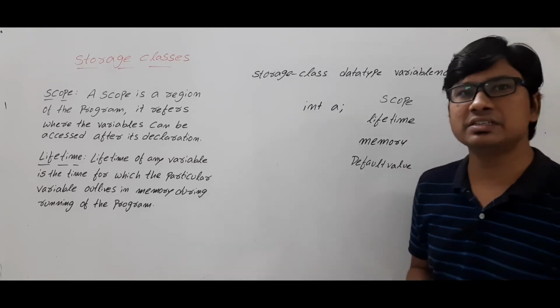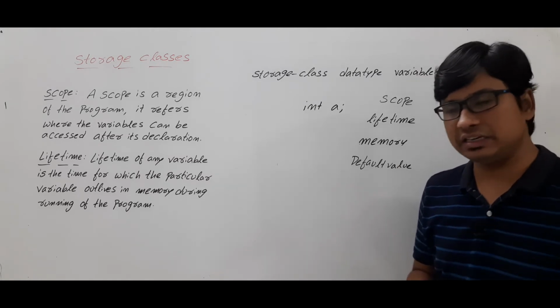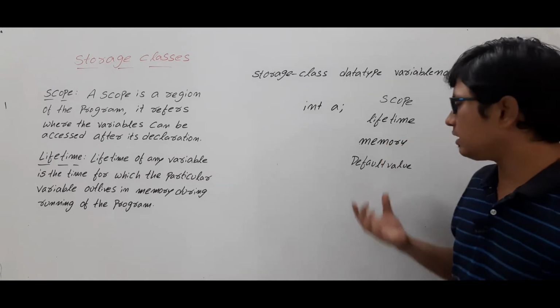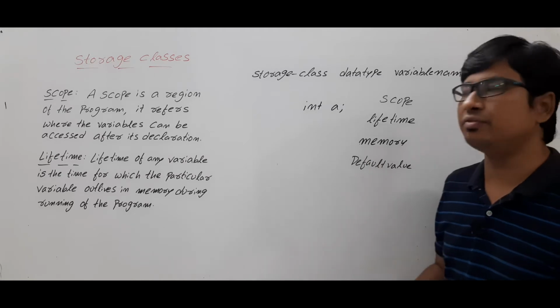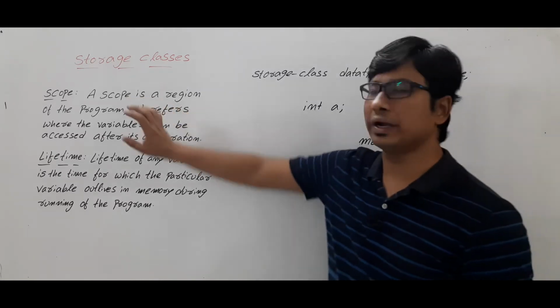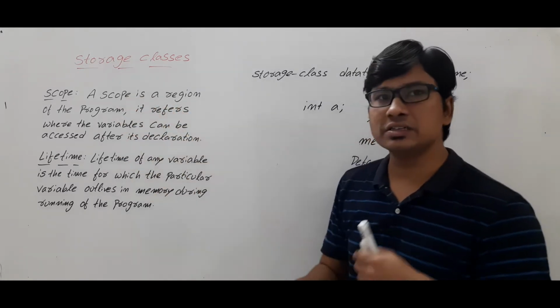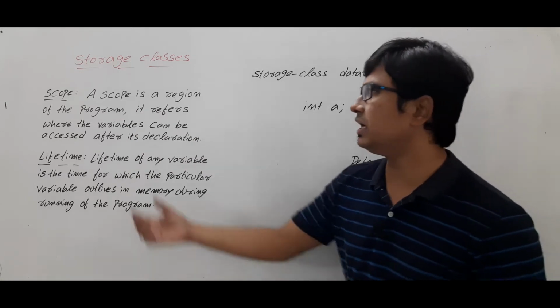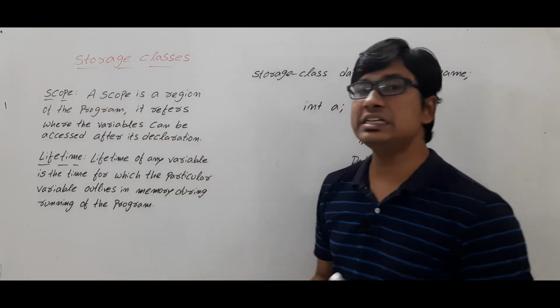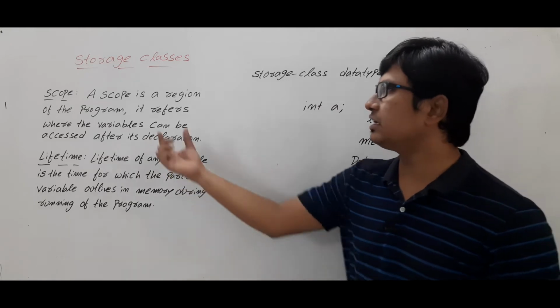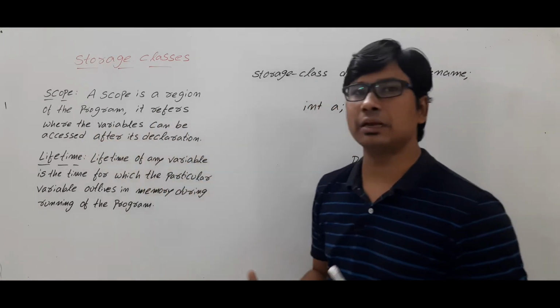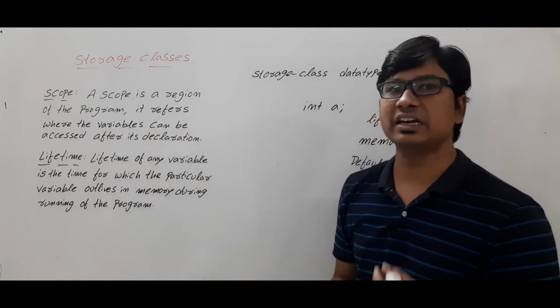Now first let me discuss what a scope is. Then I will discuss the lifetime. Then I will discuss memory and the default value. Let me look at this one. I have written the definition of a scope. Let me read it. A scope is a region of the program. It refers to where the variables can be accessed after their declaration.